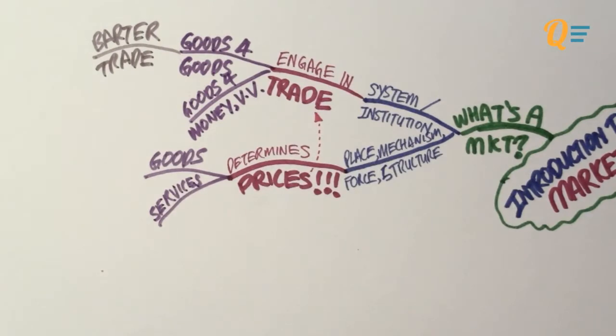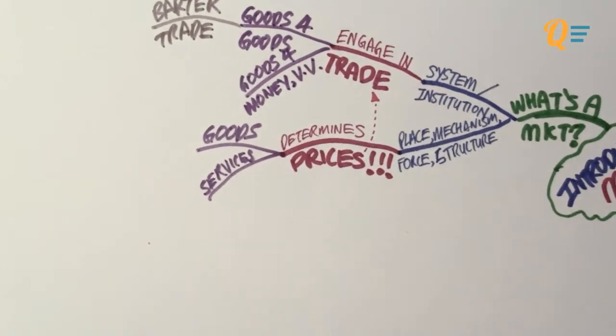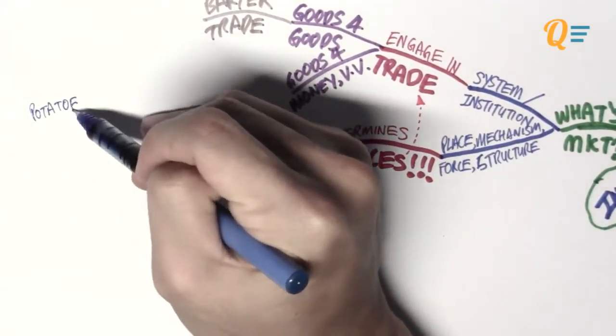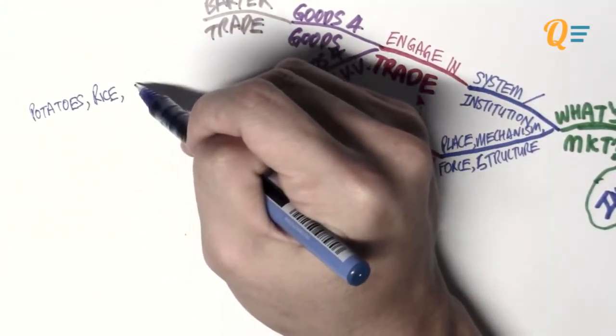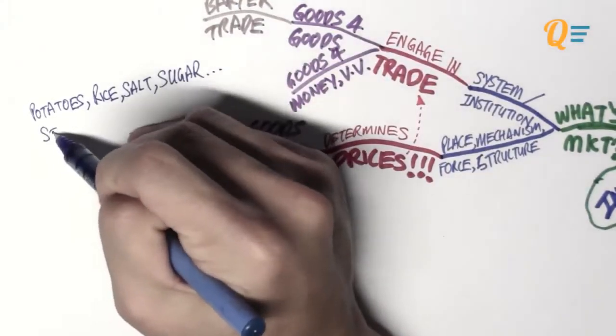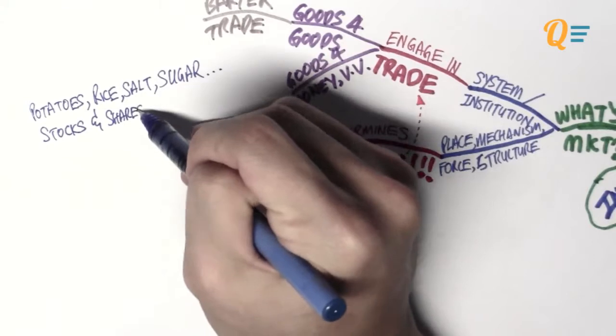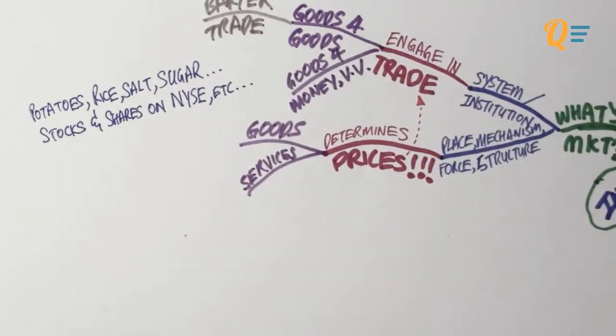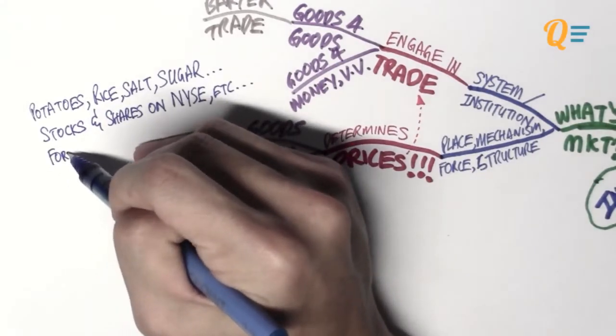Okay, so you have different kinds of markets, right? You're going to have markets for potatoes. Maybe you have markets for rice, salt, and even sugar. So it's a market for physical goods. You can have markets for stocks and shares as well, and these things are being traded on the New York Stock Exchange, on the stock markets.